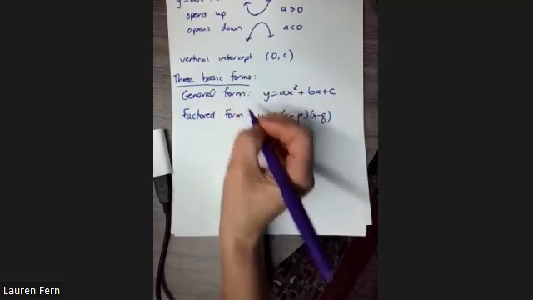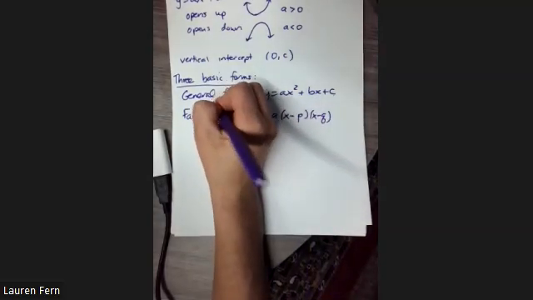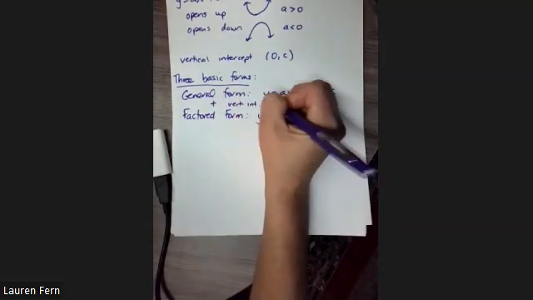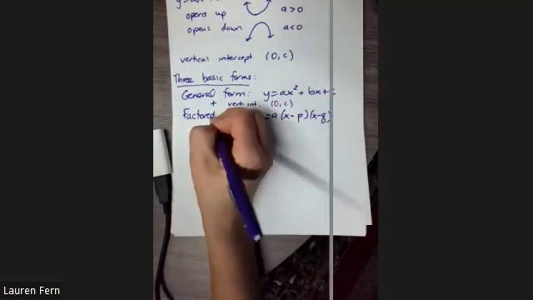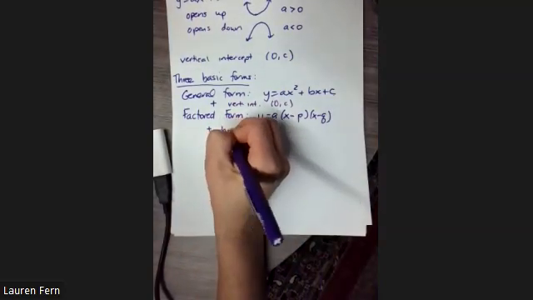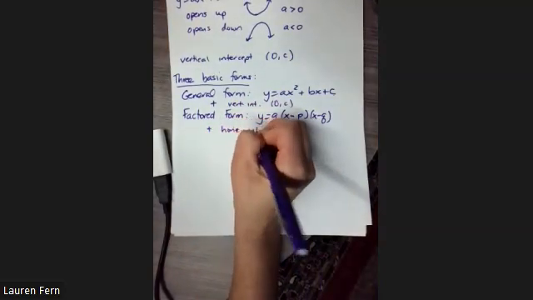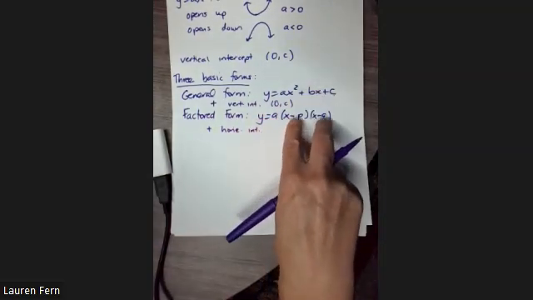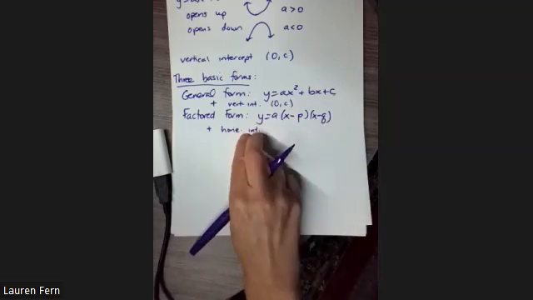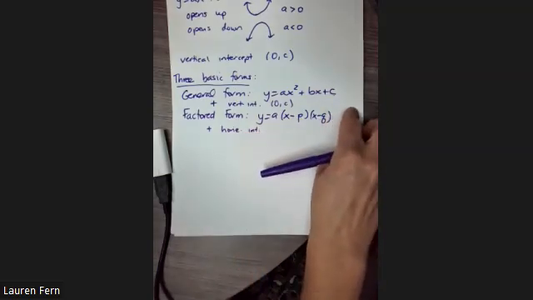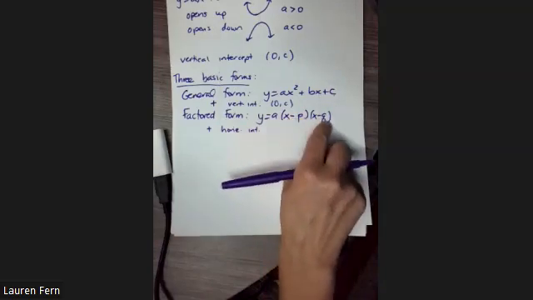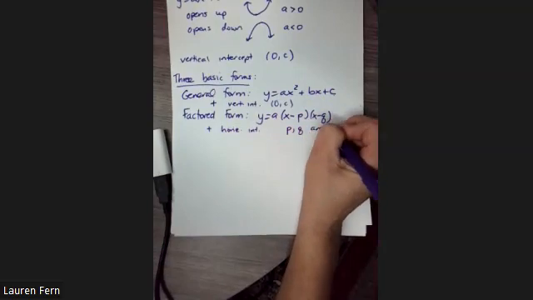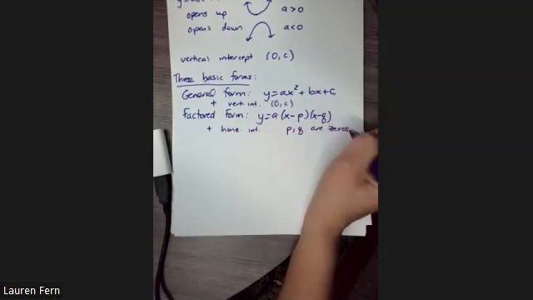Okay, so again, with the general form, the positive is you can read off your vertical intercept, which is just at C. With the factored form, the positive is you can read off your horizontal intercepts, or your zeros. Recall the reason why: to find our horizontal intercepts, we set this equal to 0.